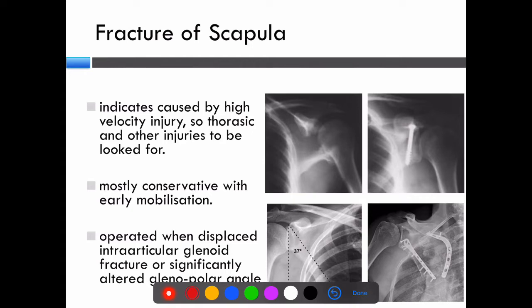As you can see, when there is a displaced intra-articular fracture, this is the glenoid which is fractured and displaced. It needs fixation. As you can see, this screw has fixed the glenoid.